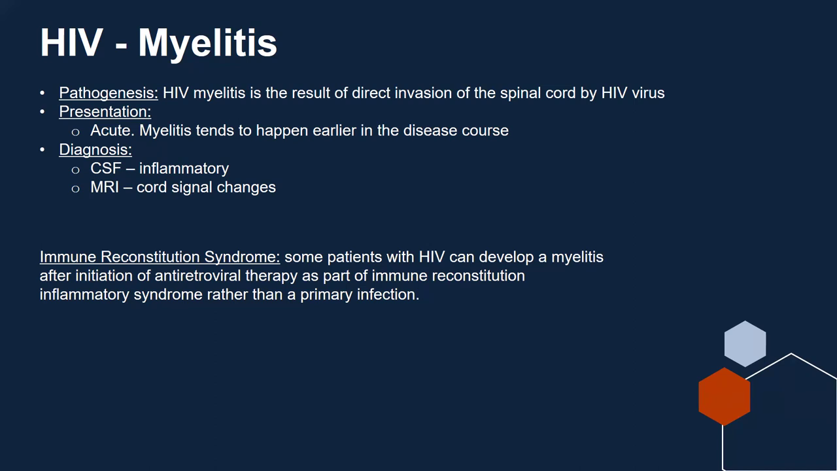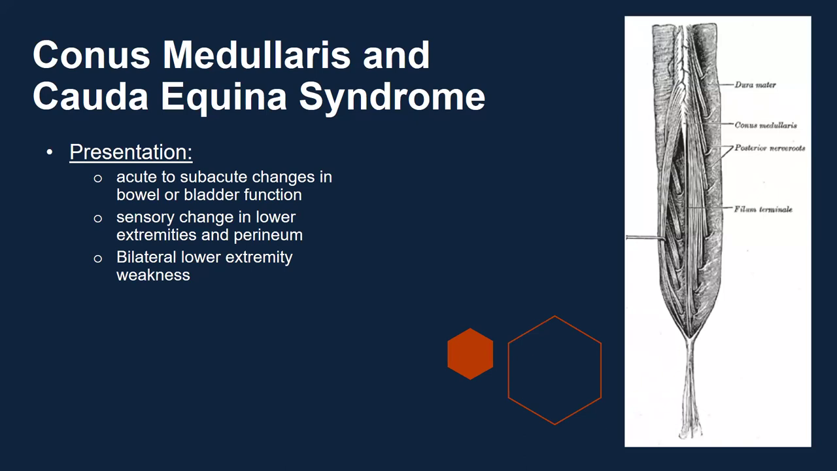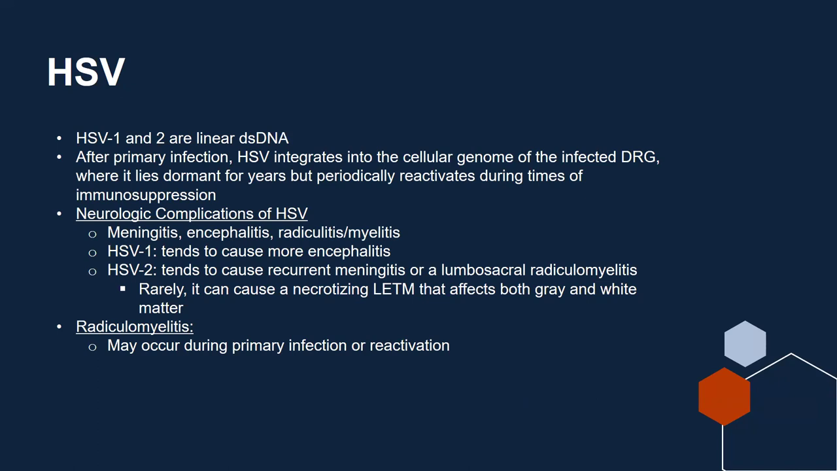And last, we'll talk about conus medullaris and cauda equina syndrome. These can both present primarily with acute to subacute changes in bowel and bladder function, sensory changes in the lower extremities and perineum, and bilateral lower extremity weakness. We all have taken care of patients that have HSV, and we've probably taken care of patients that have HSV encephalitis, but it can also cause meningitis, radiculitis, and myelitis, as well as this conus medullaris syndrome.